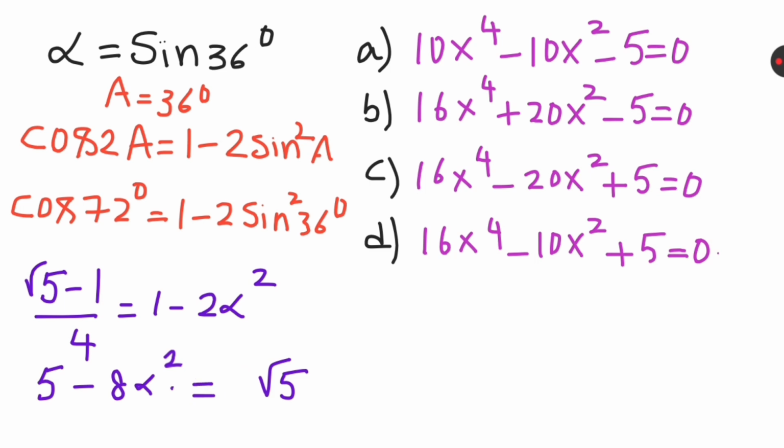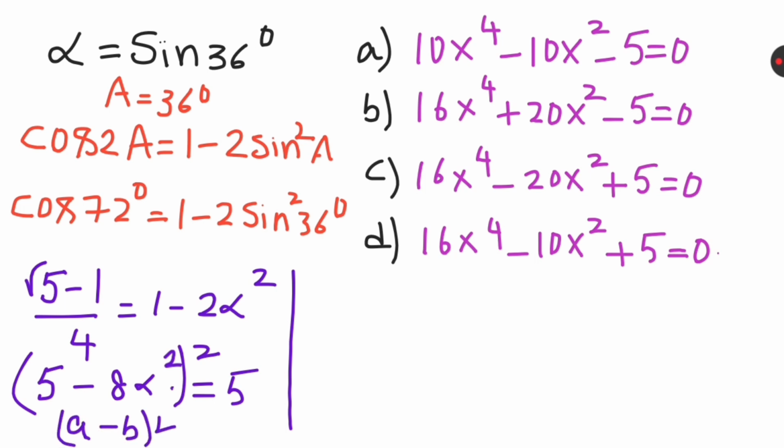To get rid of this root, we need to square both sides. Let's square both sides. On the right hand side, the square and square root get cancelled, so we are left with only 5 here. On the left hand side, what we have is 5 minus 8 alpha power 2 whole raised to power of 2. It is in the form of a minus b whole square. So after expanding, we are going to get 64 alpha power 4 plus 25 minus 80 alpha power 2, that is equal to 5.